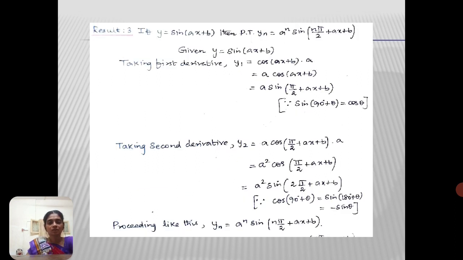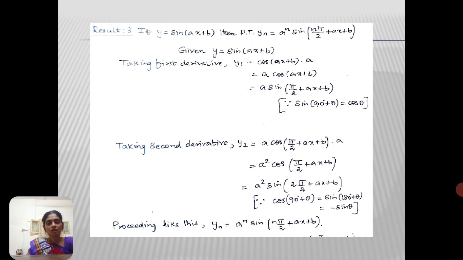Now result 3. If y equal to sin(ax+b), then yn will be a^n sin(n pi by 2 plus ax plus b). Given y equal to sin(ax+b), taking the first derivative, y1 will be cos(ax+b) into a. Now we have to write this answer in terms of sin. Then only we get yn as a^n into sin(n pi by 2 plus ax plus b).